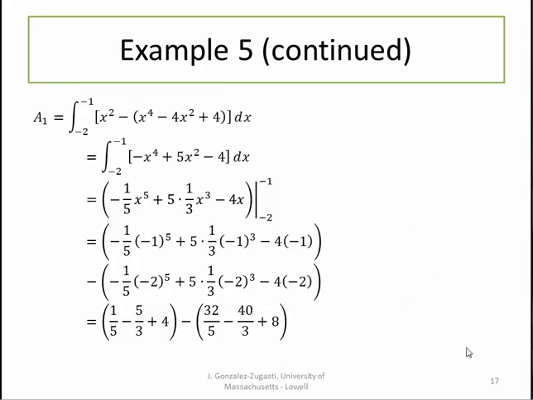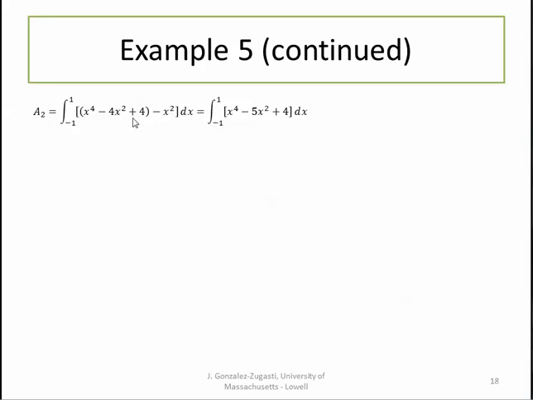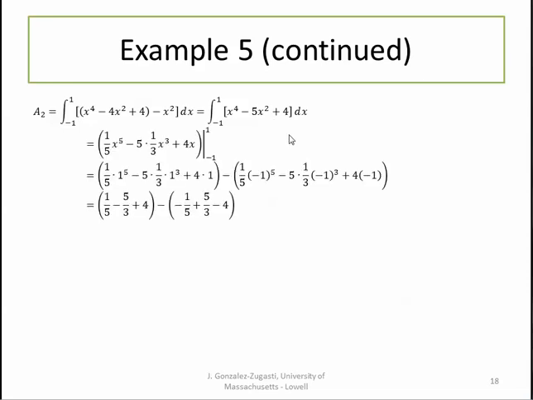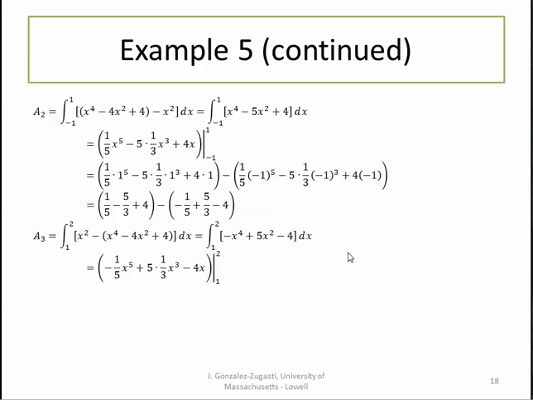Now for the next section, which function is on top and which one's on bottom switches. So we switch our order here, and we integrate from -1 to 1. That's that big section in the middle. We simplify the integrand, we find the antiderivative, and then we evaluate it. Now for the last piece, that was the integral from 1 to 2. Again, which function is on top and which on bottom alternates, so we just switch the order here. We simplify the integrand, find the antiderivative, and then evaluate it.